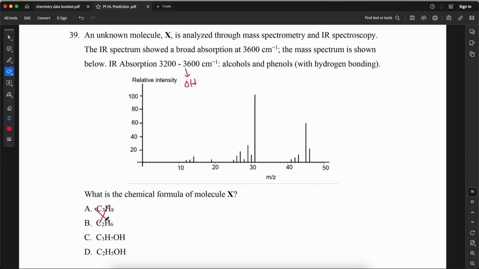So A and B, it's not. And here, it's around 45, 46. This is the molecular ion. Okay? So now, for C, the molecular mass is 60. And for D, the molecular mass is 46. So 60 is impossible because the peak should be right here. So the answer is D.